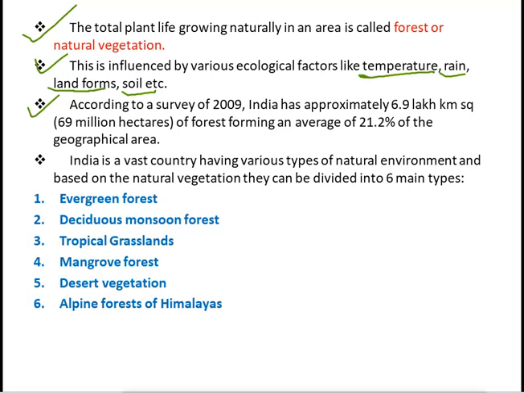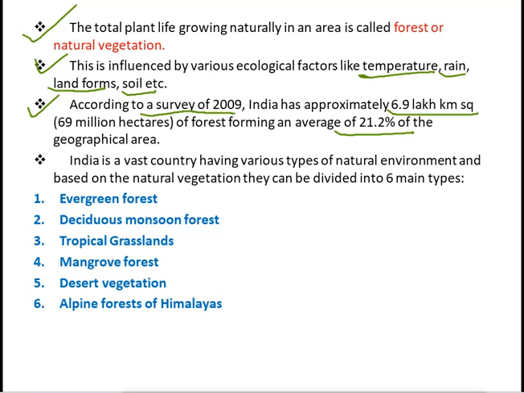According to a survey of 2009, India has approximately 6.9 lakh square kilometer of forest. A survey was done in the year 2009, and at that time India had 6.9 lakh square kilometer of area of forest. So that comprises 21.2% of the geographical area. Means out of the total area of India, only 21.2% is forest.